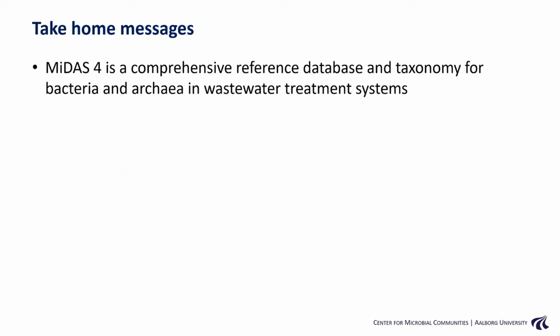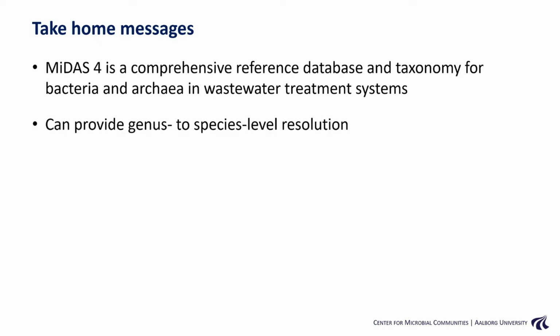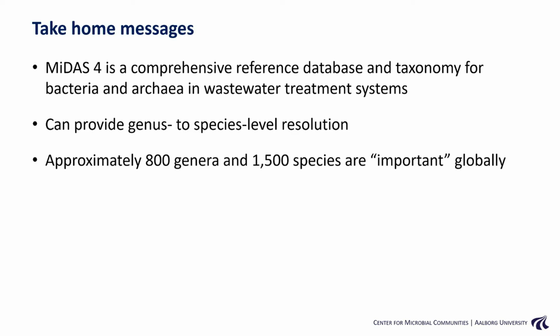So when we have this data here, I guess the take-home message is that we have this comprehensive reference database and taxonomy for the bacteria and archaea in wastewater treatment plants. And we can go to genus to species level resolution for the first time for the majority of the organisms. And also, I think a really important thing is that we have these 800 genera and approximately 1,500 species, which are important globally. So it means that we can actually, in theory, start to study those bacteria. And when we have done that within a reasonable time, we actually get a fairly good picture of everything which is going on in these wastewater treatment plants.